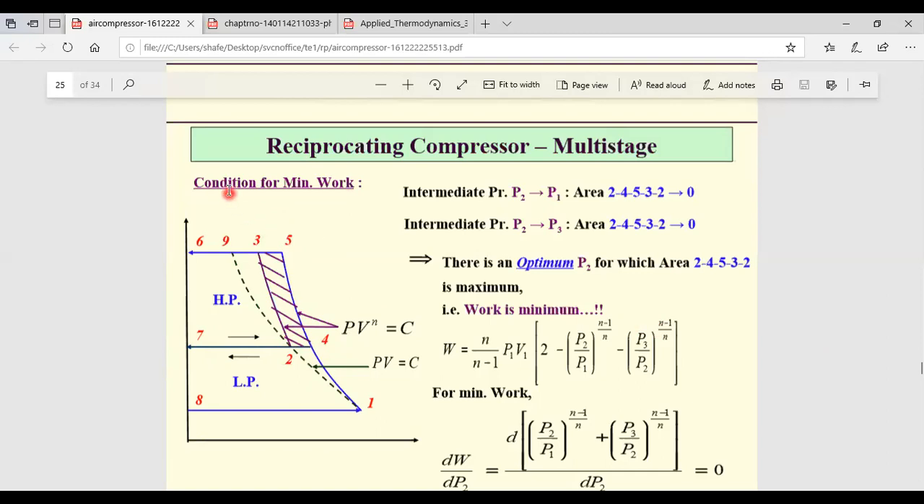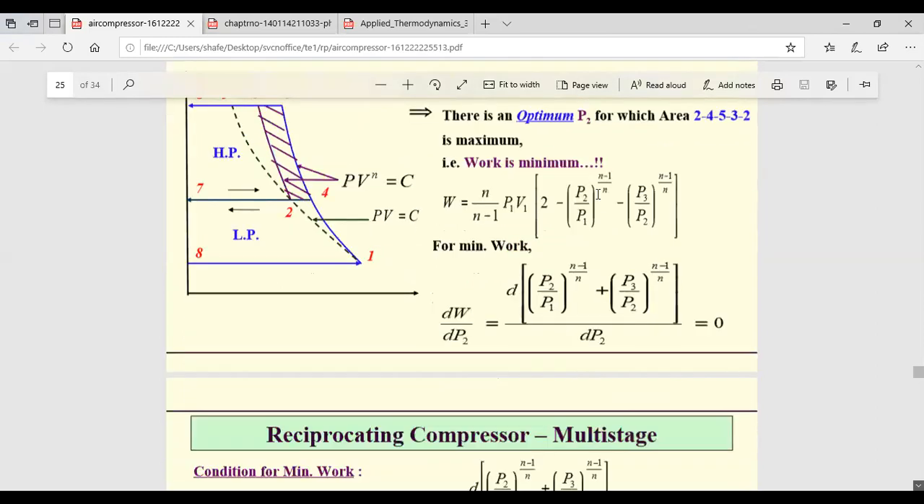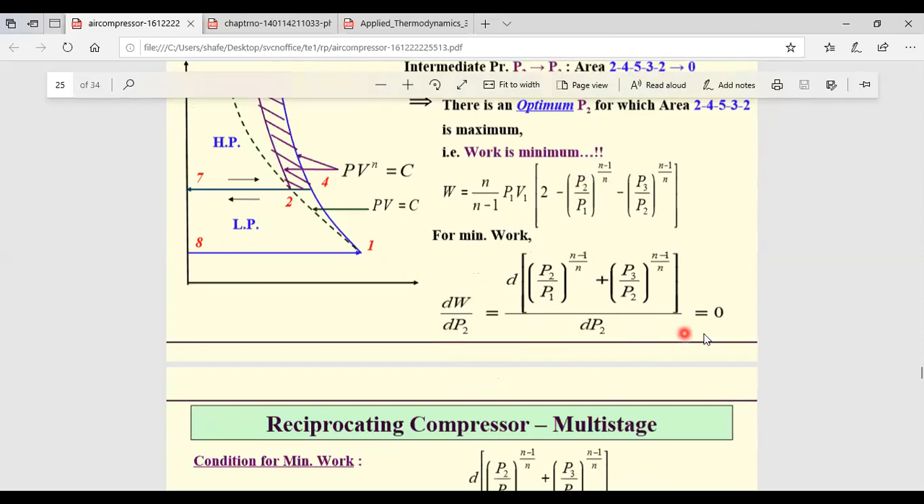So in that case, what I'll do is use the condition for minimum work. Now I'll take the same relation, which gives you the work done for a multi-stage process with perfect intercooling. How to find out P2? Assume that I know P3, I know P1, V1, everything except P2. So for minimum work, differentiate with respect to the pressure P2, because that's the one I have to find out, and equate it to 0.